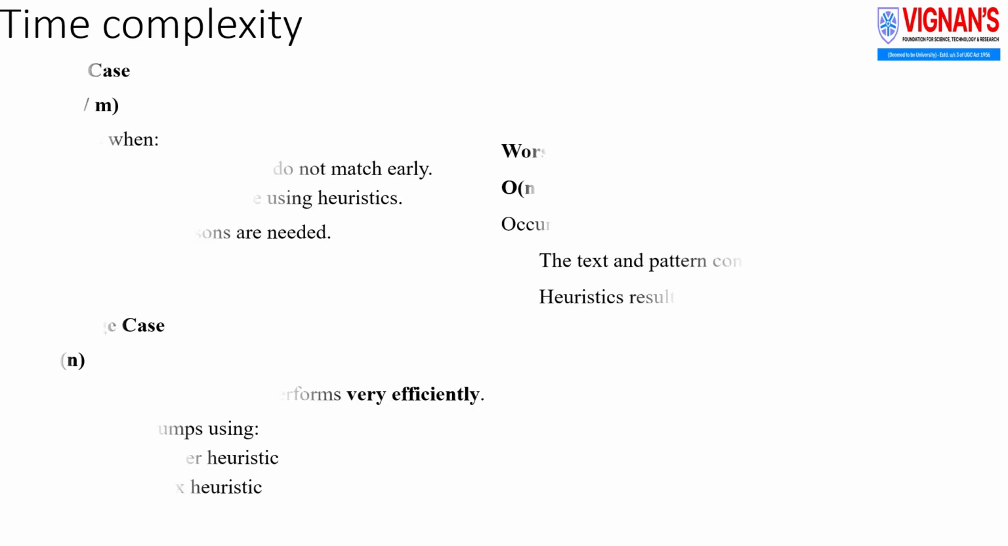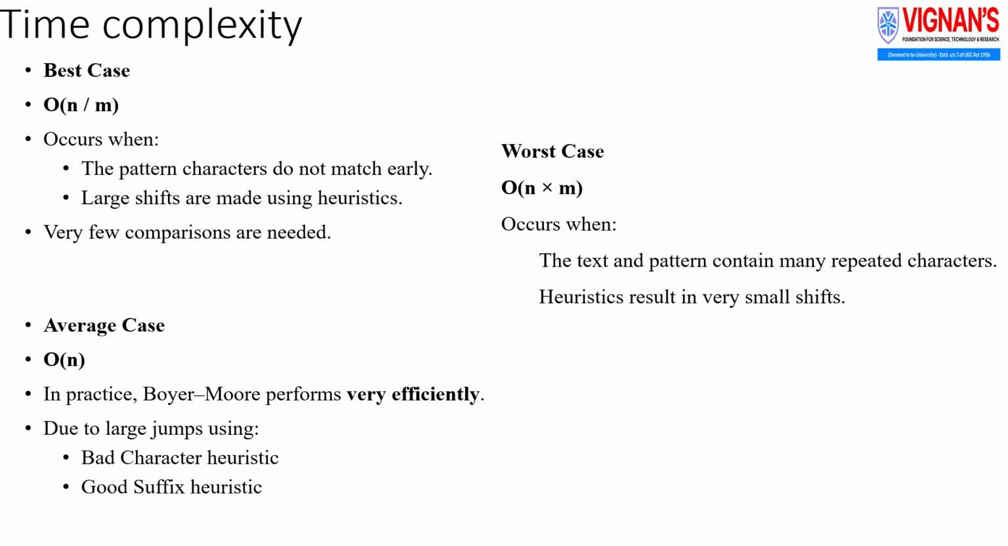Time complexity of the Boyer-Moore algorithm. Best case. The best case time complexity is O of n by m. This occurs when the pattern characters do not match early in the text. In such cases, large shifts are made using heuristics, so very few character comparisons are needed.